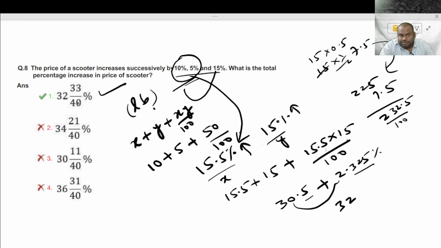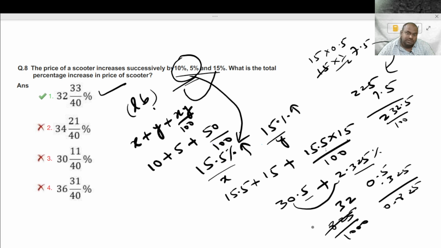So looking at the options, you have to identify the correct answer sometimes, but I'll tell you how to solve it also. The 0.5 and 0.325, how much is it becoming? It becomes 0.825. Okay, 0.825 means what? 825 by 1000. With 25 you can cancel this. 25 fours are 100. Okay, 25 fours are 100. 4 into 8 is 32.